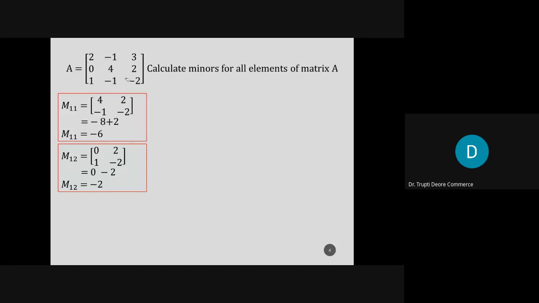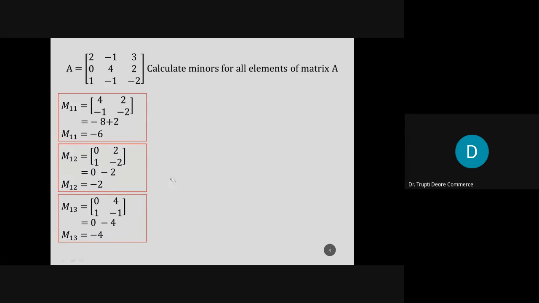Now the same for the third, that is first row and third column. So we have to calculate the minor for these elements. We cancel this row and this column. So the remaining elements are 0, 4, 1, minus 1. You will calculate the determinant of this matrix: 0 multiplied by minus 1 is 0, minus 4 into 1 is 4. So we get minus 4 as the minor. Okay, so the same will go for the remaining elements.